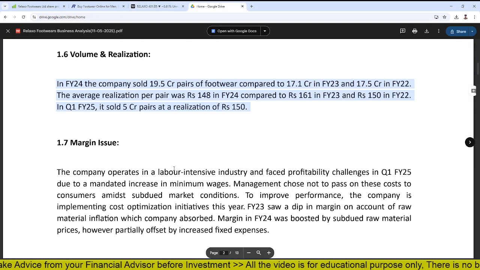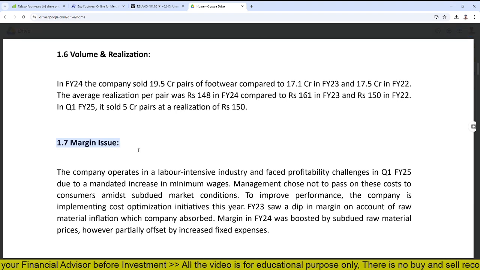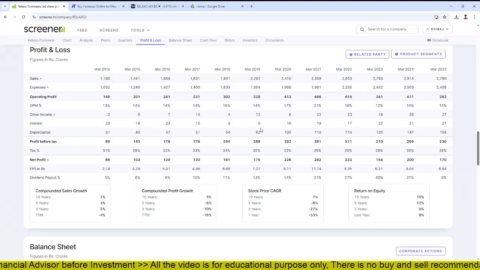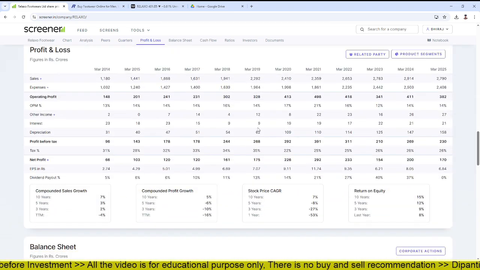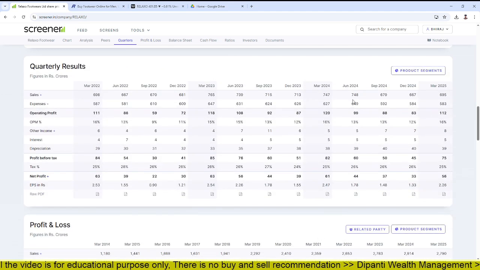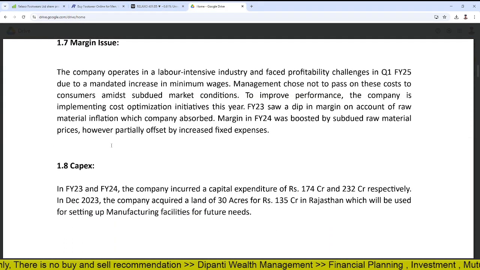So let us discuss. The main reason is basically a margin issue. You know, the company's sales are basically down. How can we see this from the profit and loss statement? We can see the sales are down. You can see here the quarterly result. So why are sales down? We will be discussing. So let us talk about the margin issue.